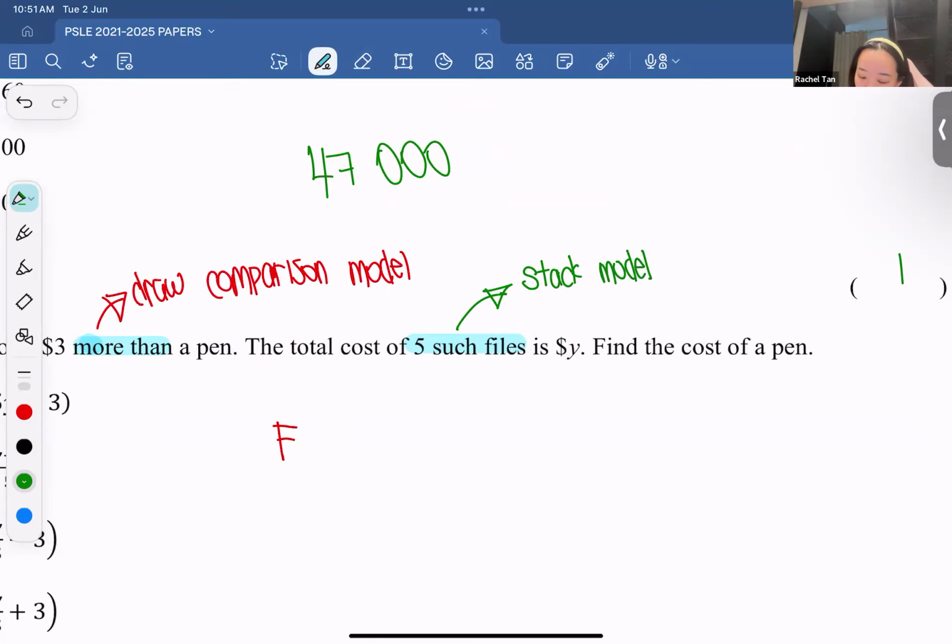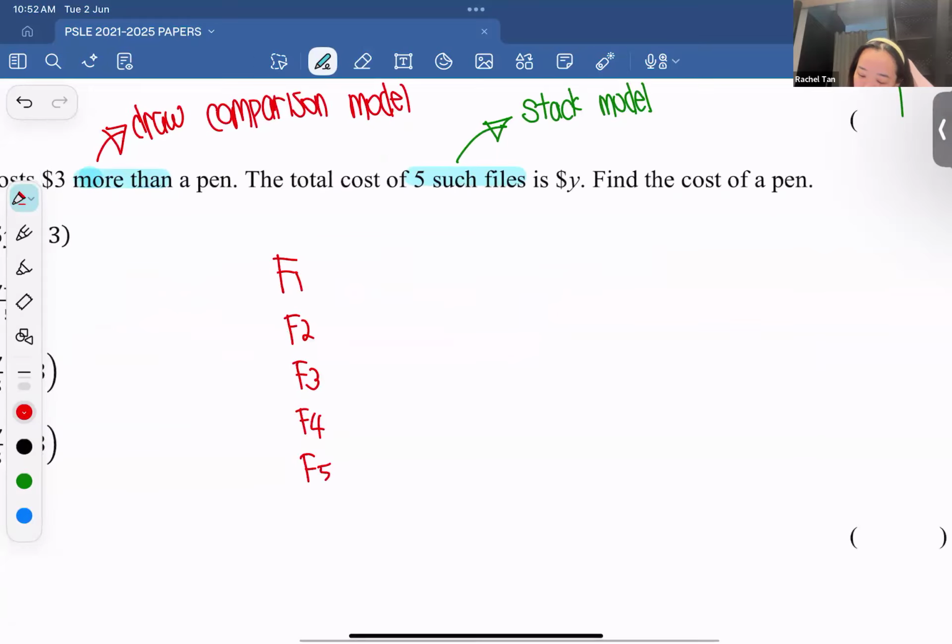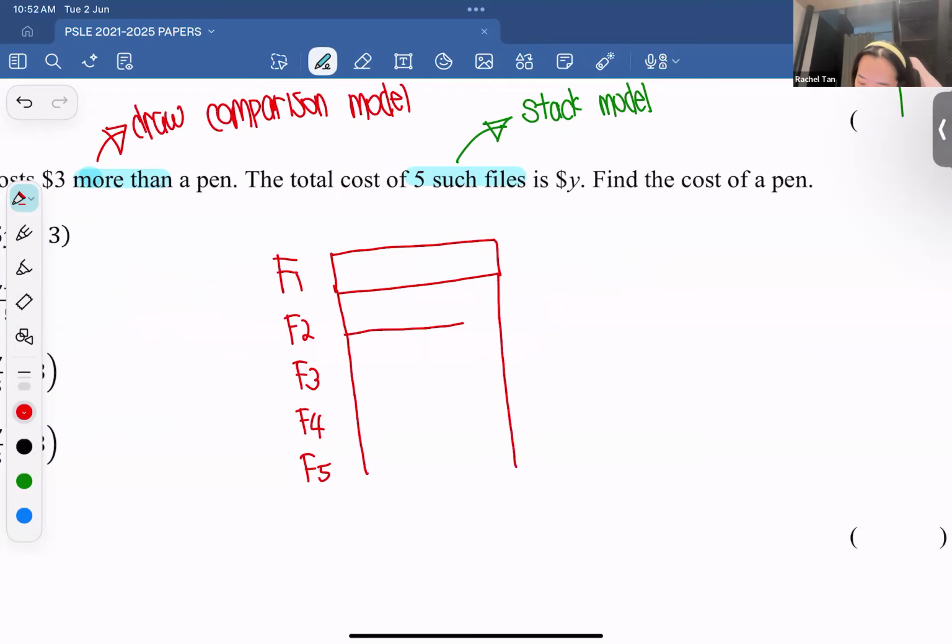So what I'm going to draw is file 1, file 2, file 3, file 4, file 5. I'm just going to draw a stack like that: 1, 2, 3, 4, 5. So this is my model for the files.